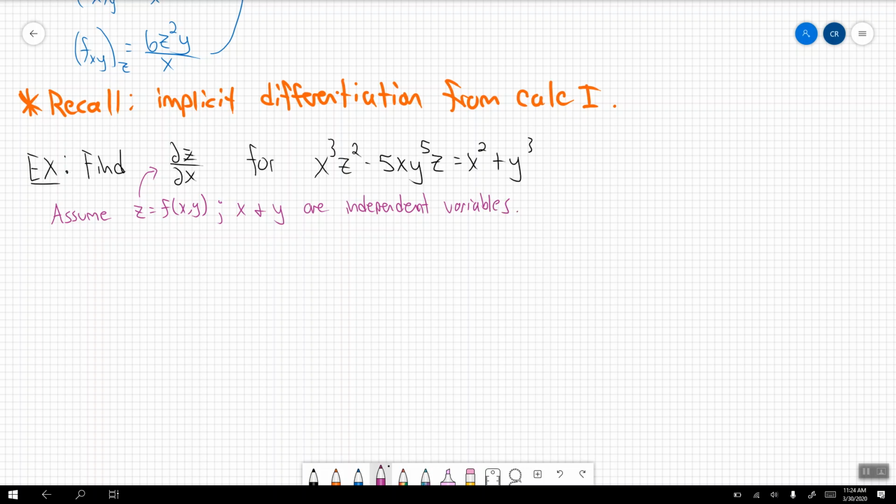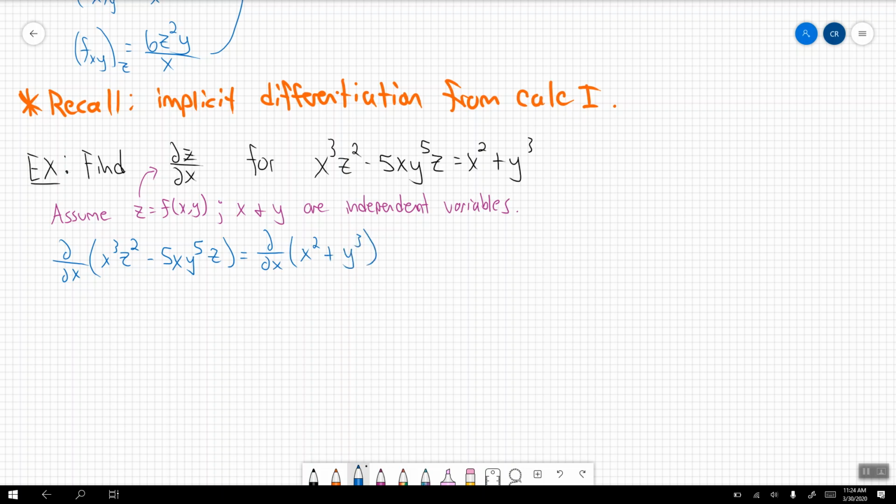So when we take those derivatives, we don't have to account for that implicit differentiation using x or y. It's only going to come down to the z variable that we need that implicit differentiation for. So let's take that derivative now. The derivative with respect to x, I'm going to do this for the left-hand side, x cubed z squared minus 5x y to the fifth z is equal to the partial derivative with respect to x for x squared plus y cubed.